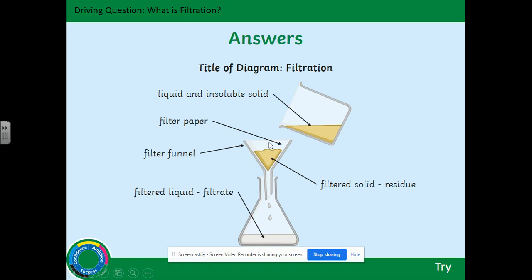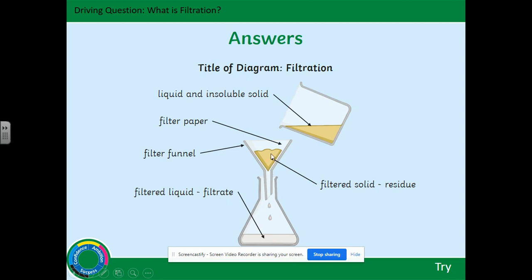Now the filter paper is to stop the sand from going through, and even though it's a paper, it will allow the water to go through and not tear. Now we line the filter funnel with the filter paper. So as we pour the mixture of sand and water into a filter paper and filter funnel, the water will eventually seep through. Now this water has a specific name that we call filtrate, right?